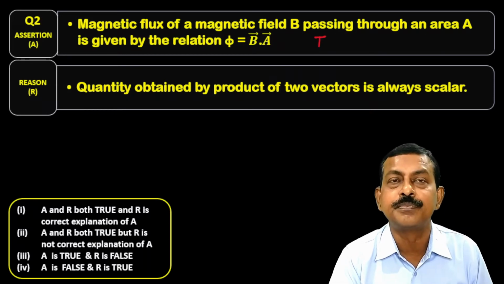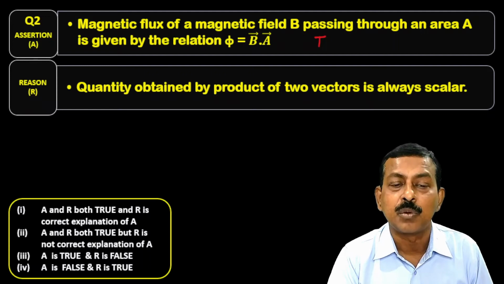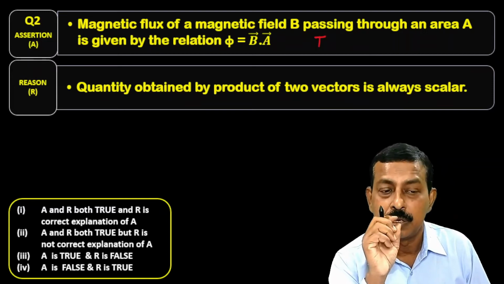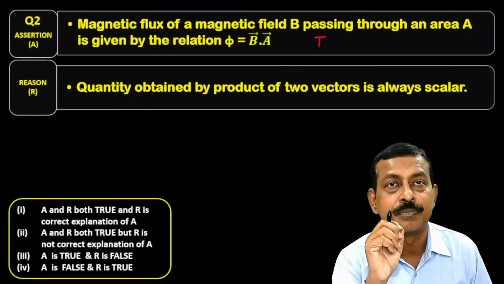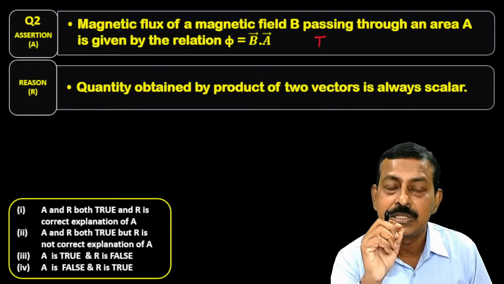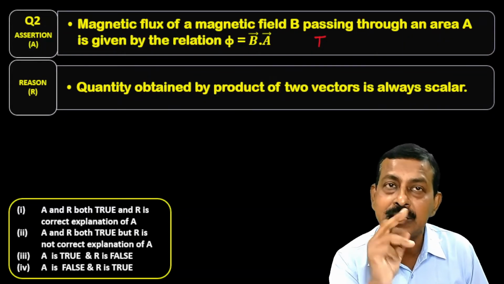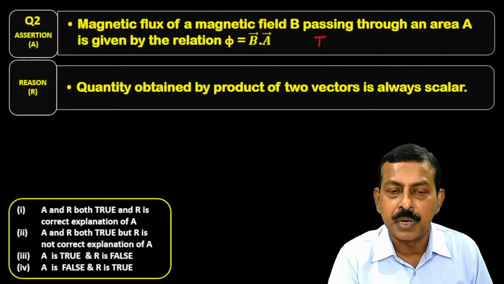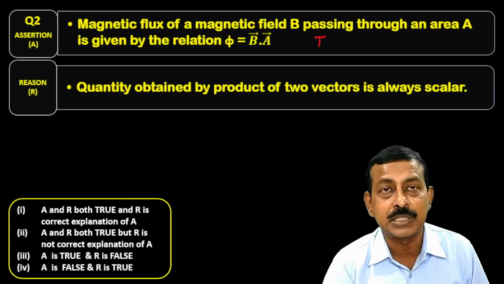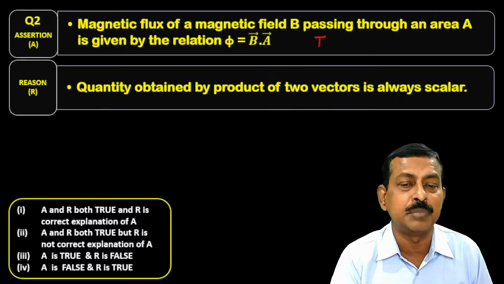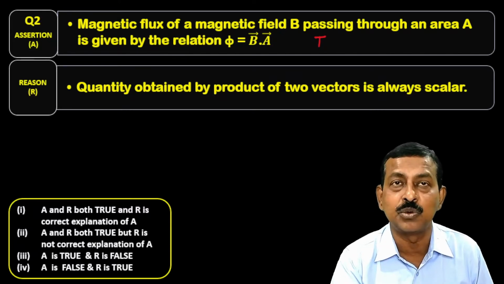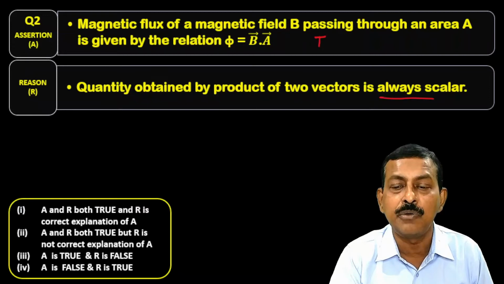So this is true. Let's take the reason. Quantity obtained by the product of the two vectors is always a scalar. Remember, in assertion and reason, whatever is given there, read them carefully and see in the particular context of the assertion and reason how it is mentioned. So here, since it is mentioned that magnetic flux is given as B dot A, that is the scalar product of B and A, don't take it that it is referring to that particular case only, because it is said that the quantity obtained by the product of the two vectors is always a scalar.